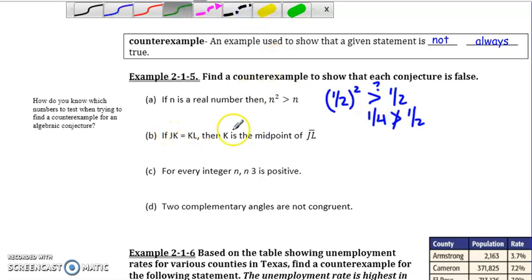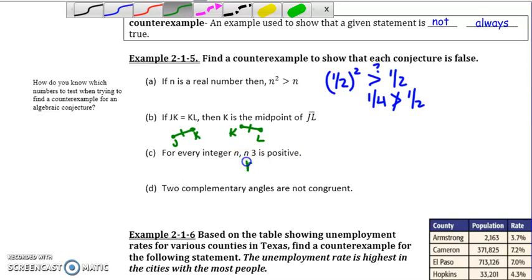If JK is equal to KL, then K is the midpoint. Well, is there a way to make these equal without it being in the middle? If we made them separate segments, JK is still congruent or equal to KL, but now it's not in the middle because it's not one segment.